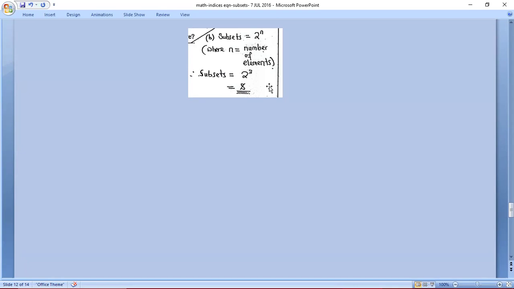So you can test that just to check if you're correct. That's how you do the subsets: how many sets within a set can you come up with? Just know this formula: the number of subsets is equal to 2 to the power n, where n is the number of elements.